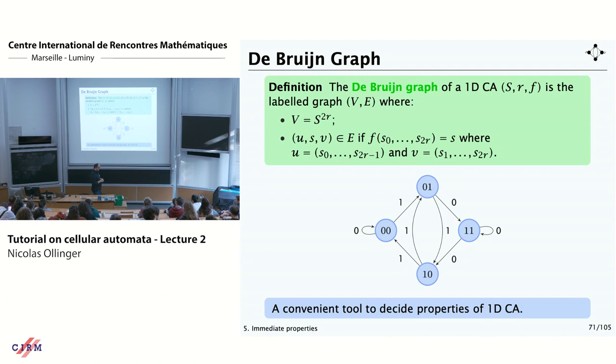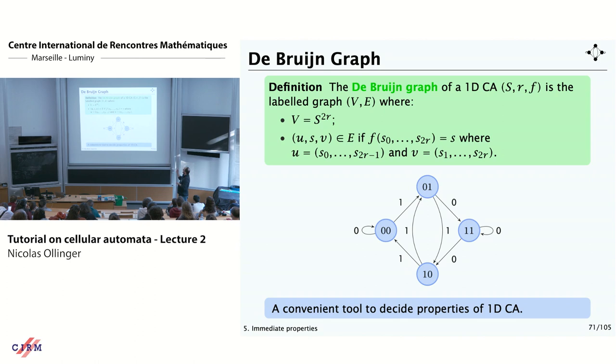So what is a De Bruijn graph? The idea is to help you work on the configuration in dimension one, remembering enough information during your work. I call it the state because it's an automaton, but it is in the vertex of your graph, so that you have all the finite patterns that permit you to compute the image by the local rule. That's the idea.